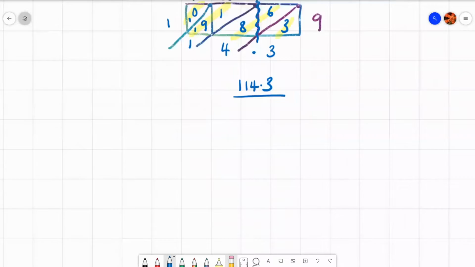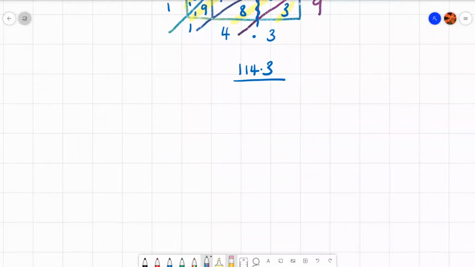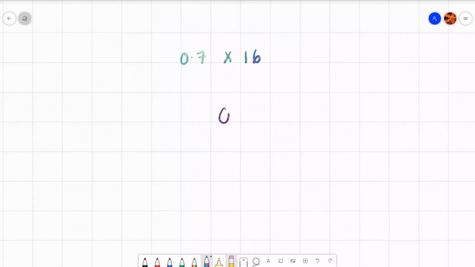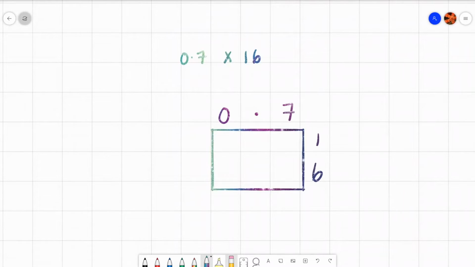Let's do another example. Okay, let's do 0.7 times 16. Again, 0.7 at the top, the decimal always at the top, and 16 down the side. I'm going to draw myself a box, split the numbers, split between 0 and 7, and split between 1 and 6. Remember to split your boxes up into diagonals. So top right, through the middle down to the bottom corner and extend. Top right down to the bottom corner, extend, and same with the other one.